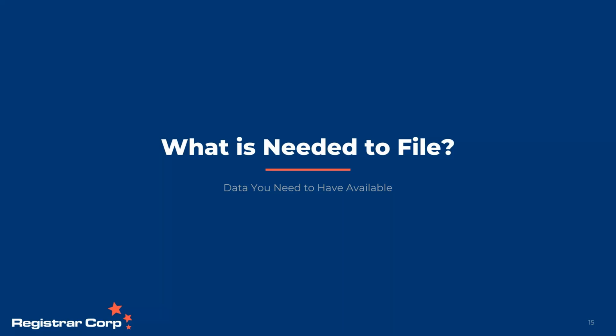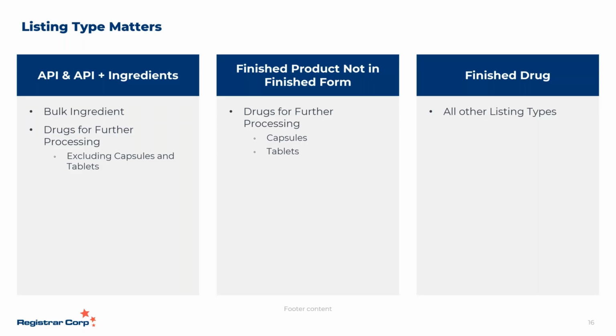So we know we need to report amounts of listed drugs, but what is the actual data that needs to be submitted in these reports? Initially, when amount reporting started, there was one format. As of February last year, 2024, FDA has broken the amount report into 3 different templates based on the drug form. For products that are a bulk ingredient or for further processing, excluding capsules and tablets, you will use the API and APIs with ingredients template.